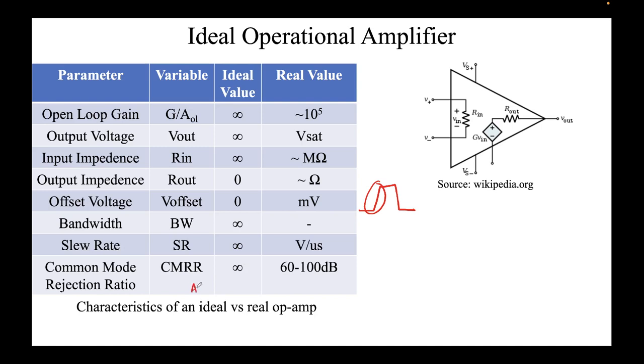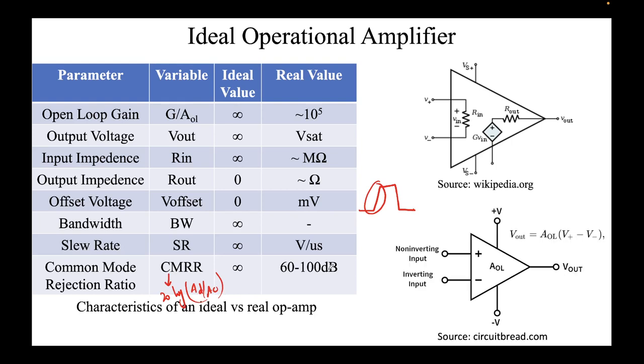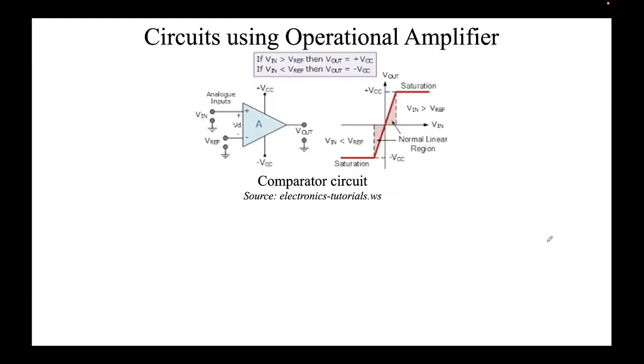CMRR, I told you AD should be greater than AC. So when you represent it in terms of decibels, 20 log AD over AC, this is CMRR. This is usually 60 to 100 dB. This means AD is 3 to 5 orders of magnitude higher than AC, and this is a good CMRR. And there is another representation, the same thing which you have seen earlier, and you can clearly see the output voltage expression follows the expression from the differential amplifier.